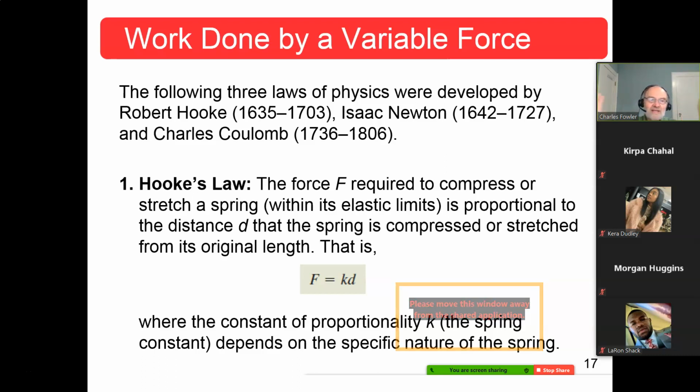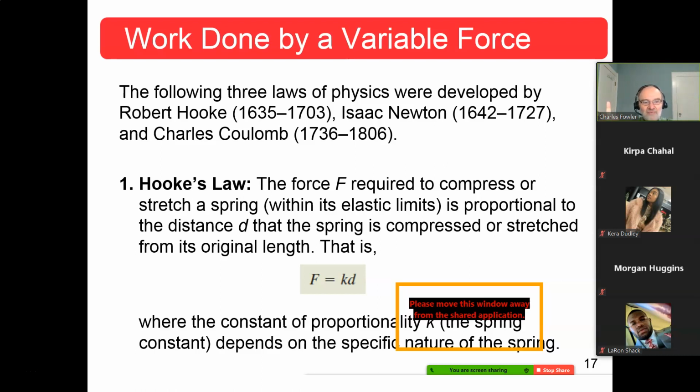For instance, the slinky would have a very small spring constant. The coil spring in your car would have a huge, enormous spring constant, because it's going to take a lot of force to compress that coil spring in your car at your car wheels, whereas a slinky doesn't take much at all.